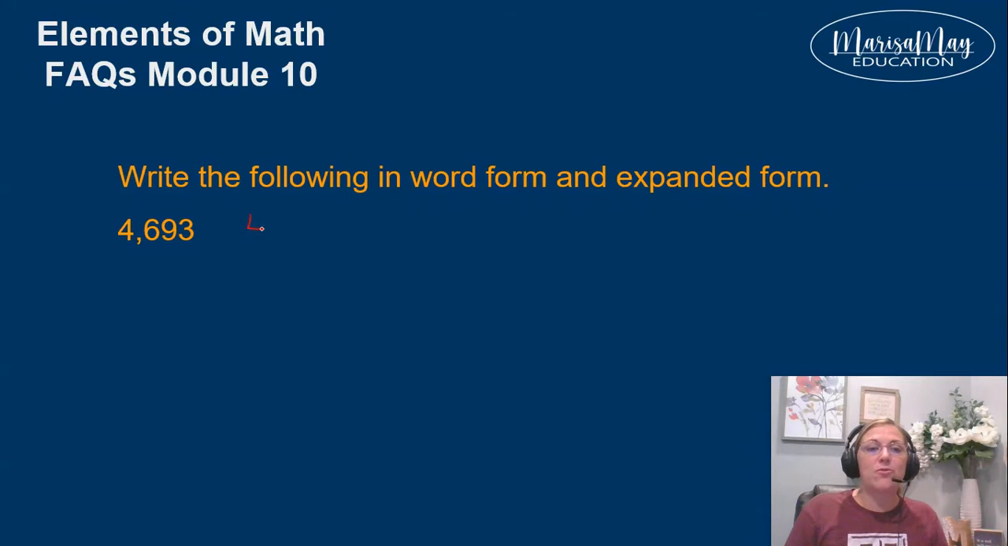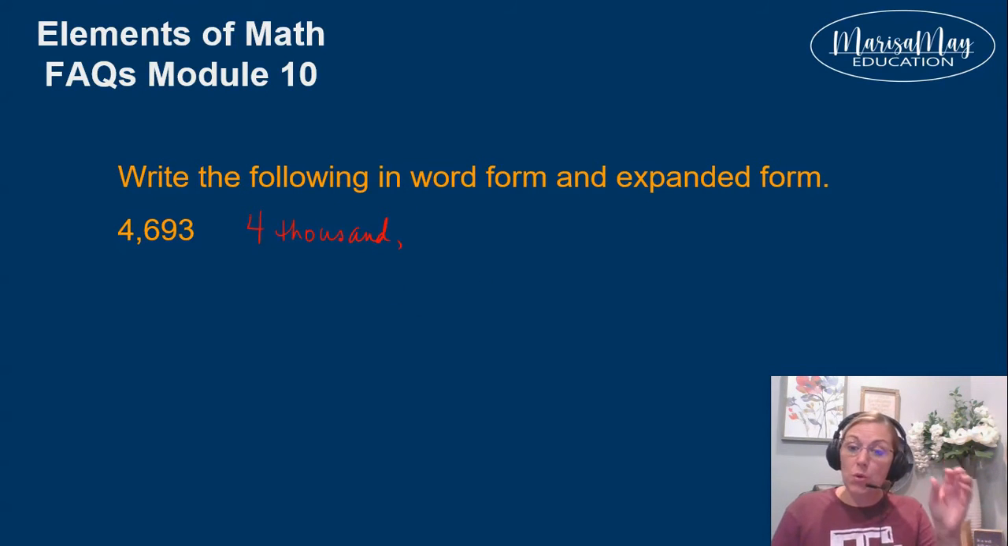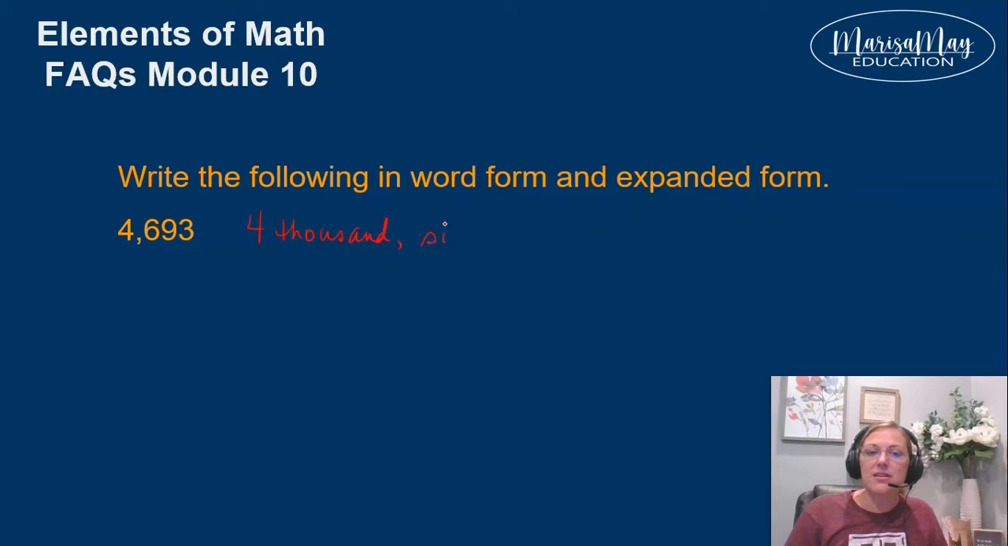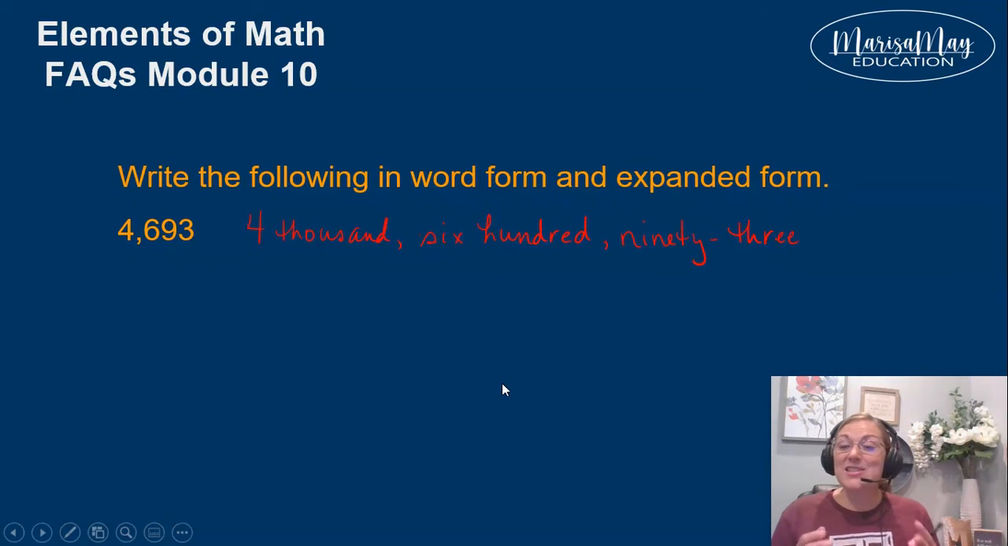So I've got 4,000. You may be asking yourself, do I have to write out the number? You actually don't have to write out the 4. It would be perfectly fine in word form to put the 4, but then you want the place. So it's 4,000. I'm writing the 600. You can or you cannot write that as a digit. And then 93, of course, this one would need to be written out in words. And this is the word form, and it reinforces the place value we want students to understand.